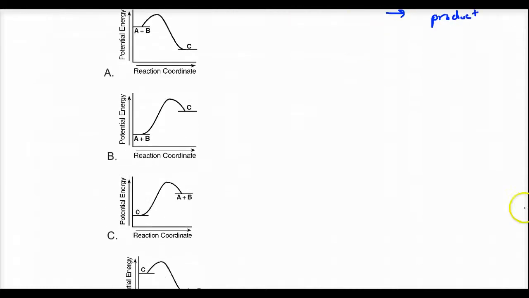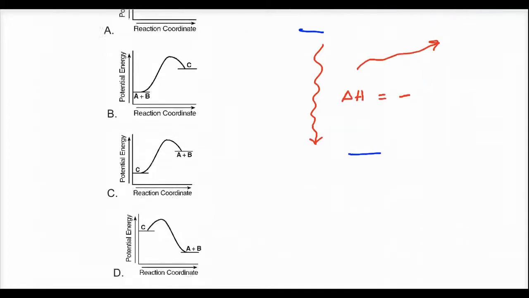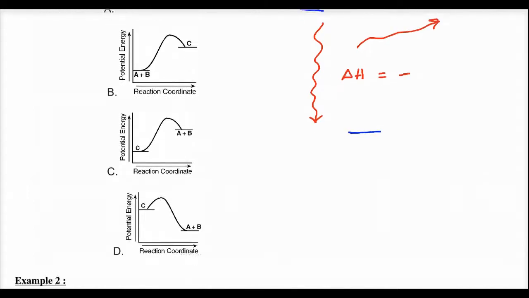Now, if it's exothermic, I'm starting with something with high energy, and I'm going down to low energy. And the change, which we sometimes call delta H, the change of the heat, is going to be negative to show that energy was released. We went down. So look at your choices. Which one is going high to low? Choice A goes high to low, and so does choice D.